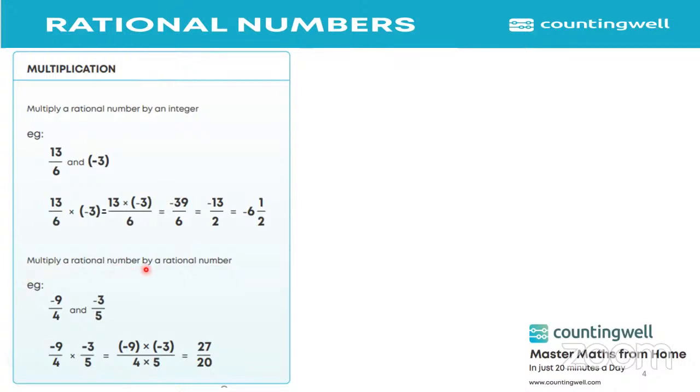Now to multiply a rational number by a rational number, for example, we take here minus 9 by 4 and minus 3 by 5. We take their product. We multiply the numerators and we multiply the denominators of both the rational numbers. So here we have 9 3s are 27 divided by 5 4s are 20. So in this way, we have seen how to multiply a rational number by an integer, also multiplying two rational numbers.